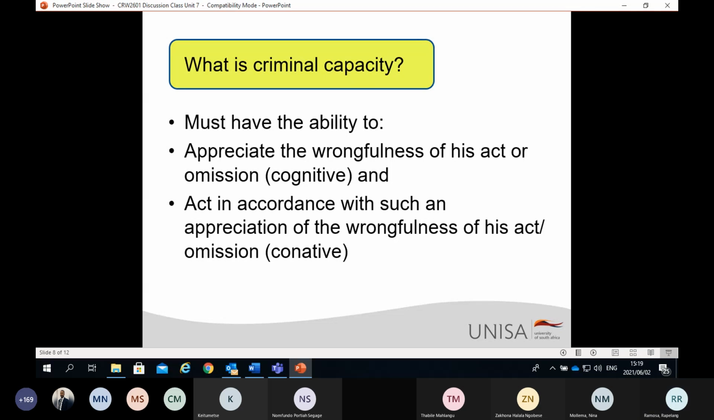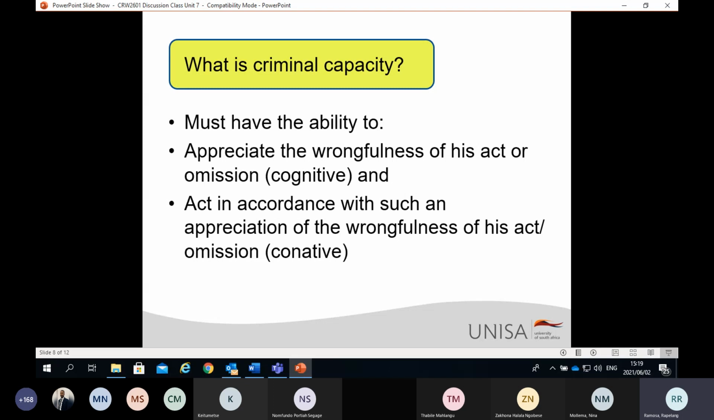There's a difference between mental abilities and knowledge. And I think this is important for me to stress and help you to understand. Criminal capacity focuses on X's mental abilities.